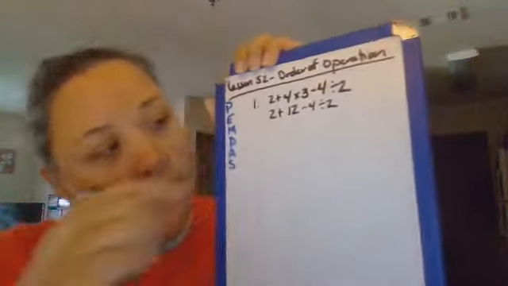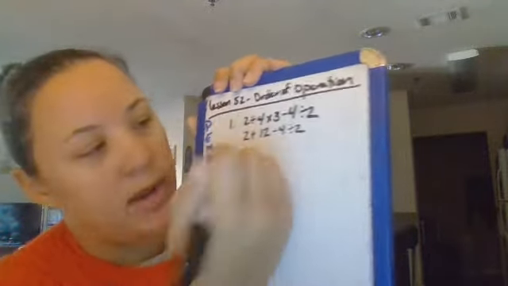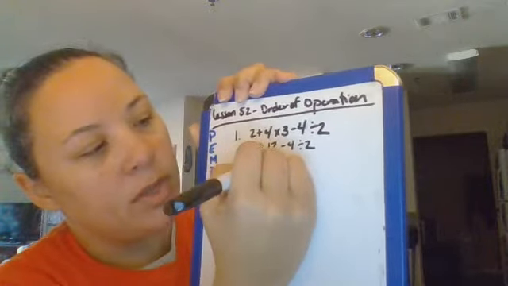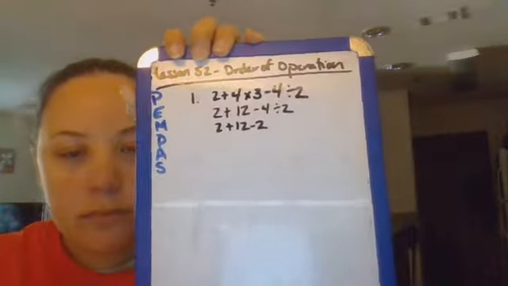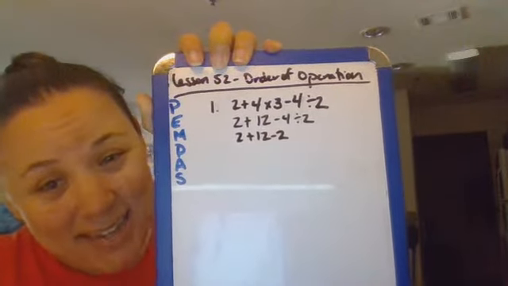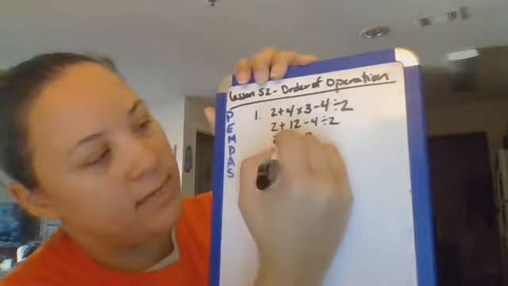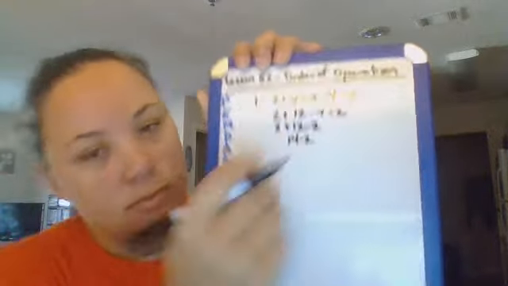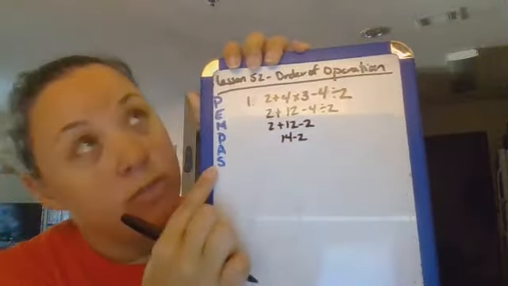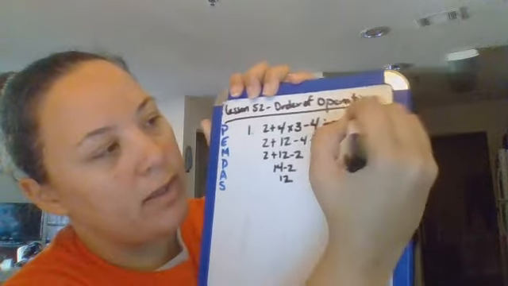So we can go ahead and divide. We have 4 and 2 being divided, and that's 2. So our next equation is going to be 2 plus 12 minus 2. And that's all the division. So then we need to add. 2 and 12 is what we're adding. That's 14 minus 2. Last is subtract. So 14 minus 2 is 12. So our final answer is 12.